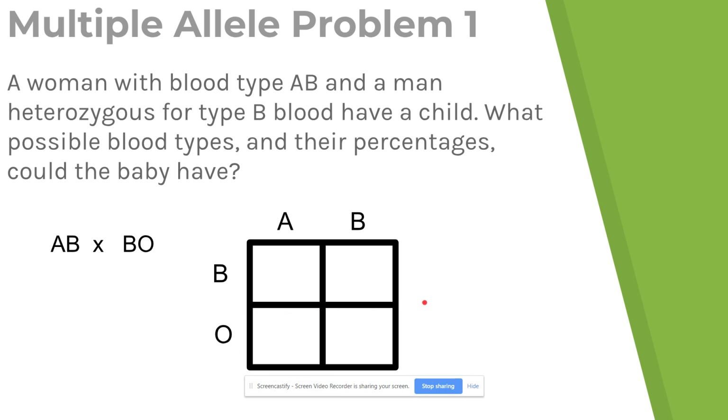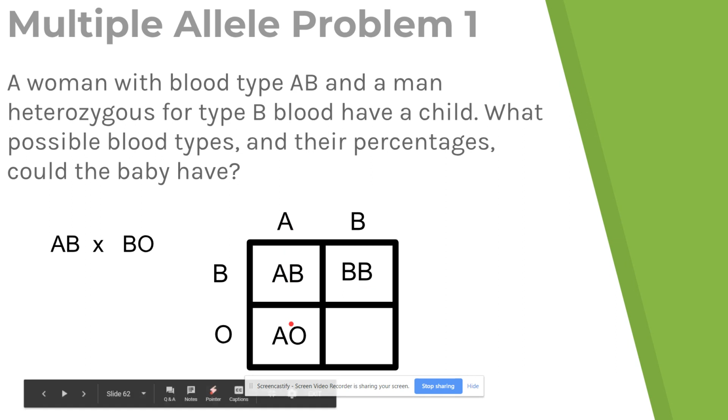Then we go through the Punnett square and we bring the A down and the B across. So we have one type AB blood here. We do the same here, B down, B across. So this is homozygous for type B blood. We bring the O down and the A down and the O across. This would be heterozygous for type A blood. And then here we bring the B down and the O across, and this is heterozygous for type B blood.